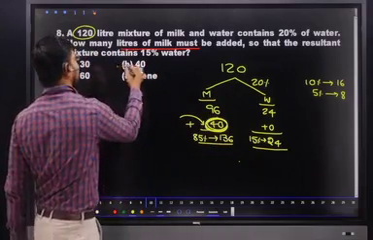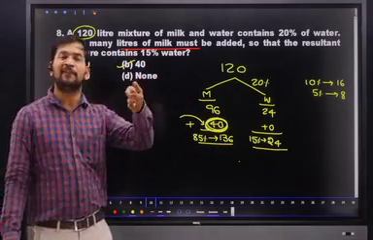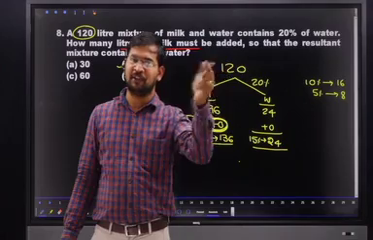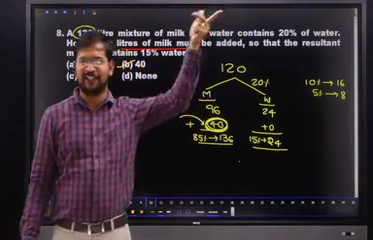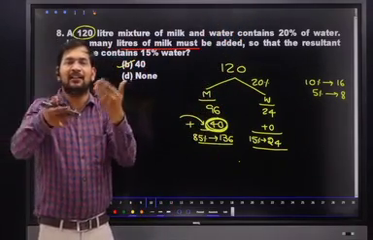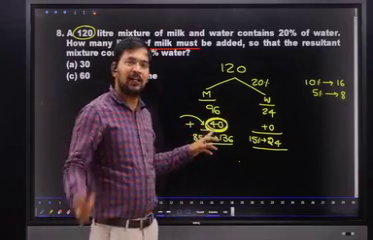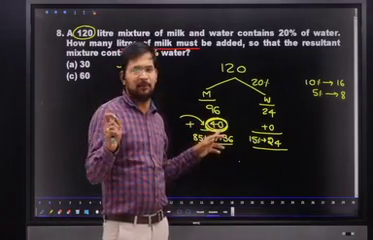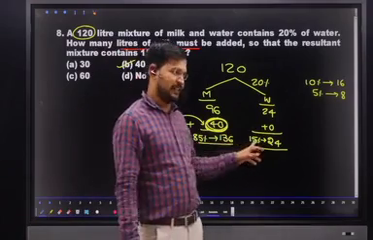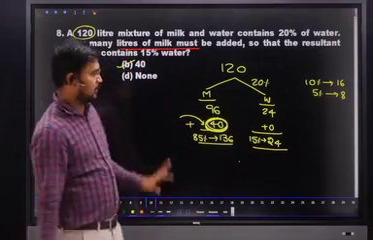So your answer is 40 liters of milk I need to add in order to get 15% of water in the final mixture. Initially 20% of water is there, but you are adding milk, that is the reason water content will reduce. So I need to add 40 liters of milk to the original mixture, then I will get 15% of water. All of you clear? Just make a note.